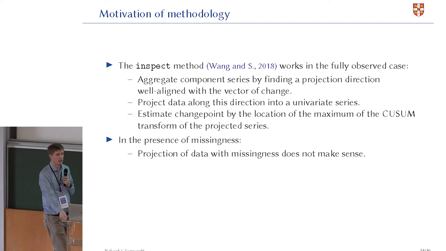Okay, well here's the trouble. When you've got missingness, you can't think about projecting the data, because that doesn't make sense when you've got missingness, right? But the key idea is that you can still think about projecting the CUSUM transformation. And you can extend the idea of the CUSUM transformation to this missing data setting. So we're going to try and project the CUSUM transformation instead.